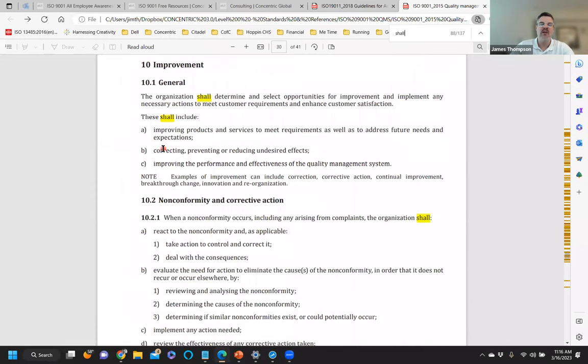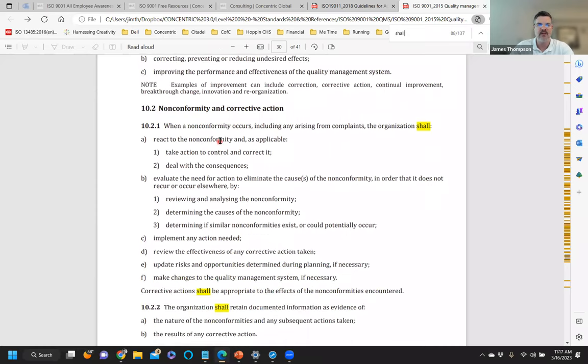10, we get into improvement. The organization shall determine and select opportunities for improvement and implement any action to meet customer requirements and enhance customer satisfaction. And these shall include improving the products or the services to meet requirements, as well as future needs and expectations, correcting, so this is more corrective, preventing and reducing undesired effects, and then improving performance of the QMS. So getting into 10.2, we're really talking about a clause that's been combined that used to be separated. It used to be control of non-conforming product, and then there was another clause for corrective action. These have been combined.